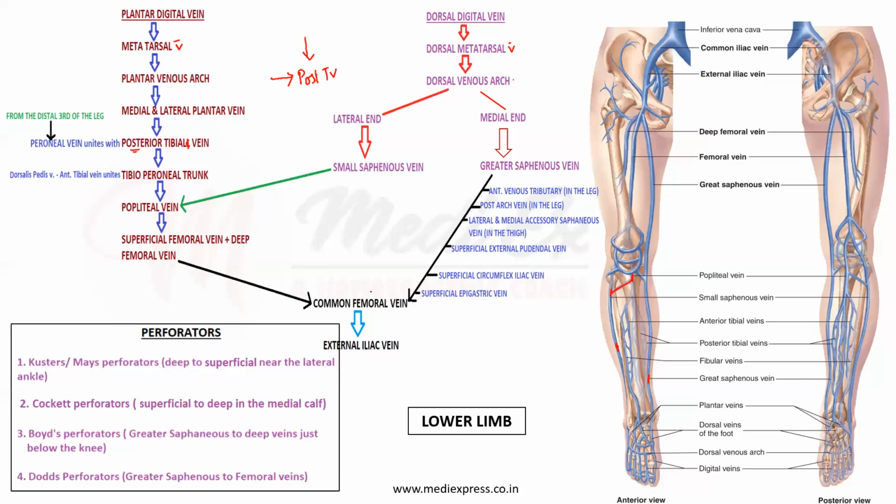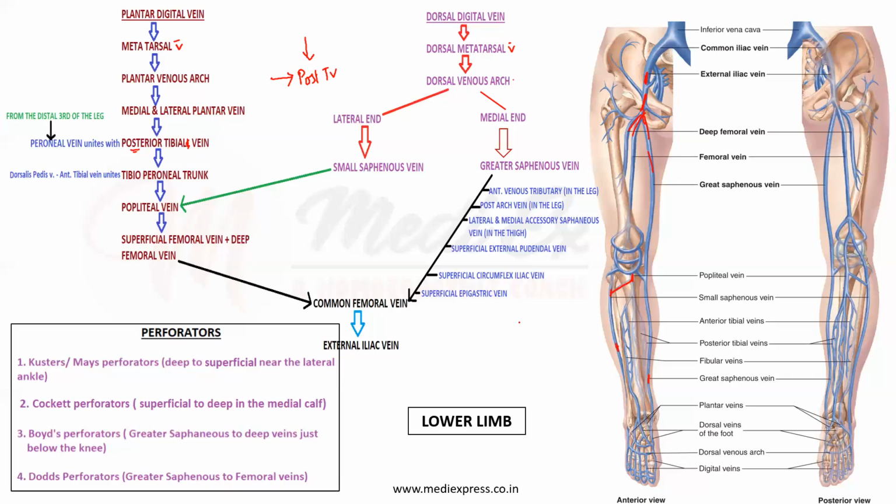Now, the great saphenous vein, along with the superficial femoral vein and deep femoral vein, becomes the common femoral vein. It drains as a common femoral vein, and the common femoral vein drains into the external iliac. This is what you need to remember. The great saphenous vein from here, as well as the deep and superficial together, drains as this part, the common femoral vein, and this common femoral vein will drain as the external iliac vein. So this is something which you need to remember.